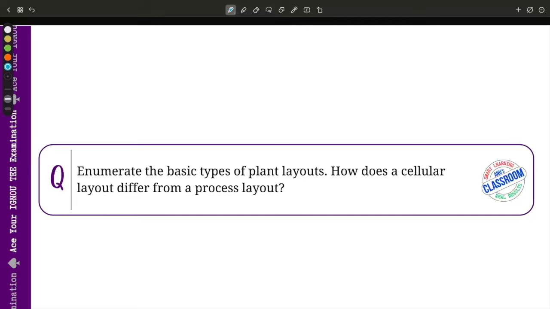Okay, let me write that down for you, the different types of layout. So first we discussed the process layout. Then next is the product layout.